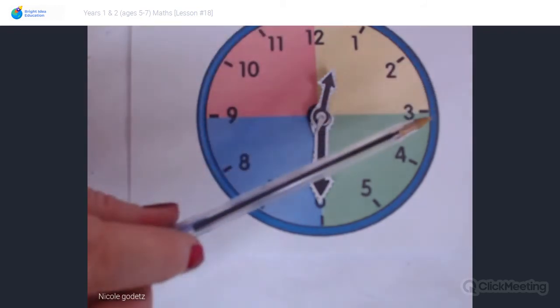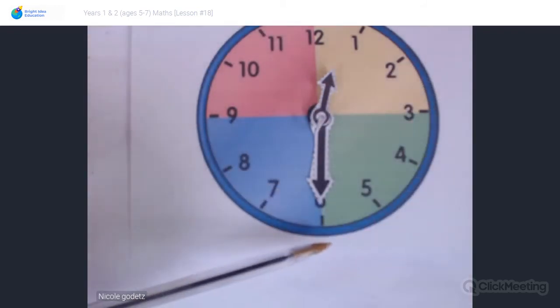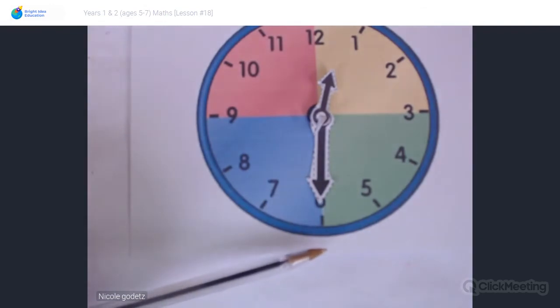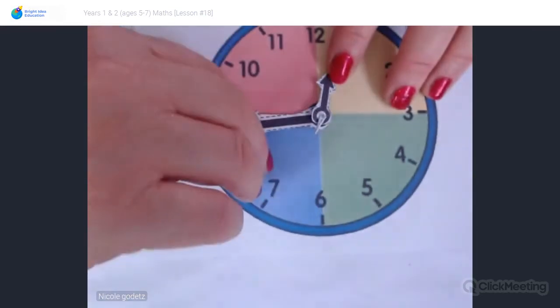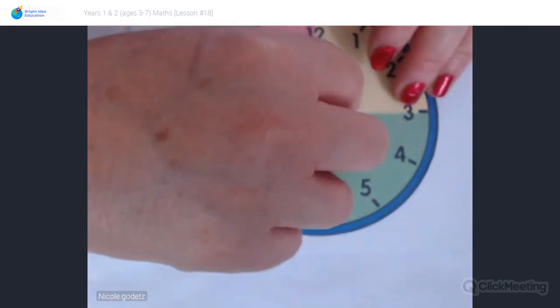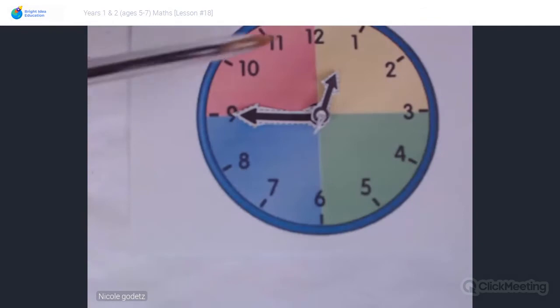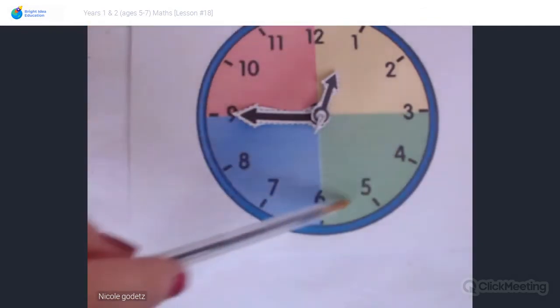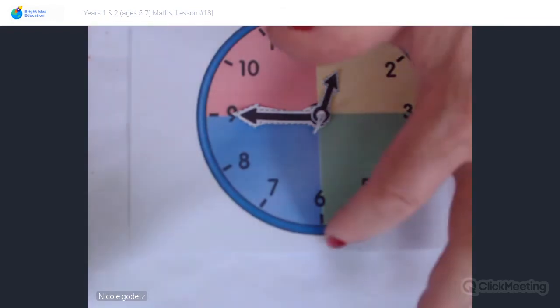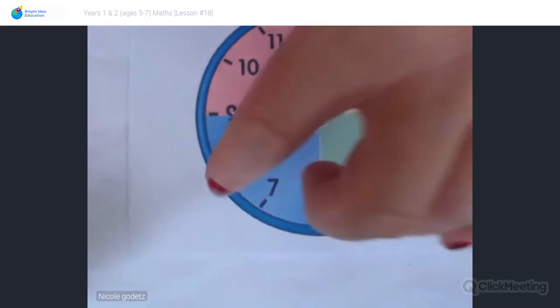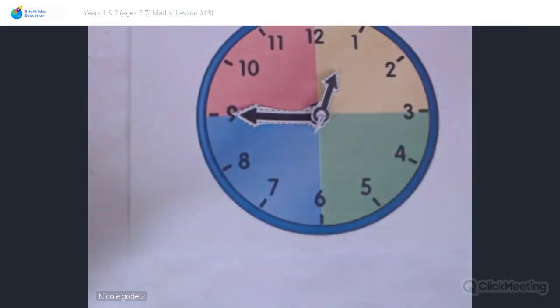So 1/4 is 15. 2/4, which we know from our fraction work, is the same as a half. It's 30 minutes. How about 3/4 of the way around the clock? How many minutes is 3/4? You can count the 5s: 5, 10, 15, 20, 25, 30, 35, 40, 45.